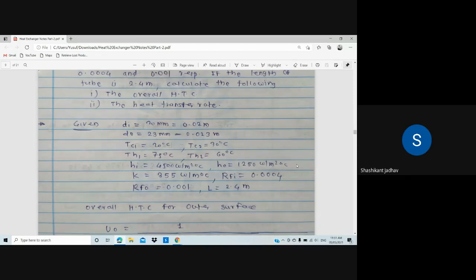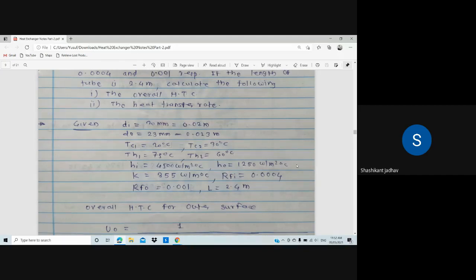Okay. So all of you write down HI is equal to 4500 watt per meter square degree Celsius. HO is equal to 1250 watt per meter square degree Celsius. K is equal to 355 watt per meter degree Celsius. Then RFI is equal to 0.004 and RFO is equal to 0.001. Okay. And the length is given, length of the tube, that is L is equal to 2.4 meter. Okay. So these are the given things.